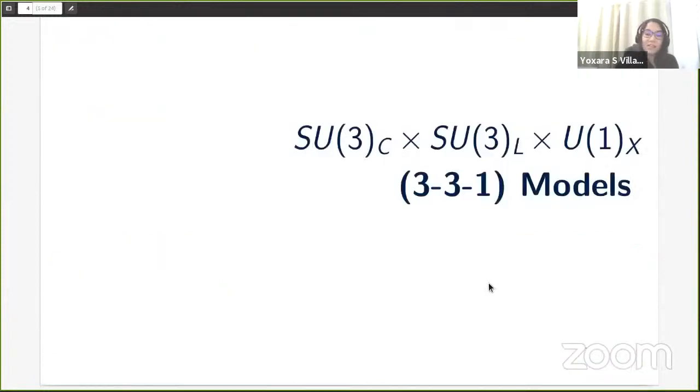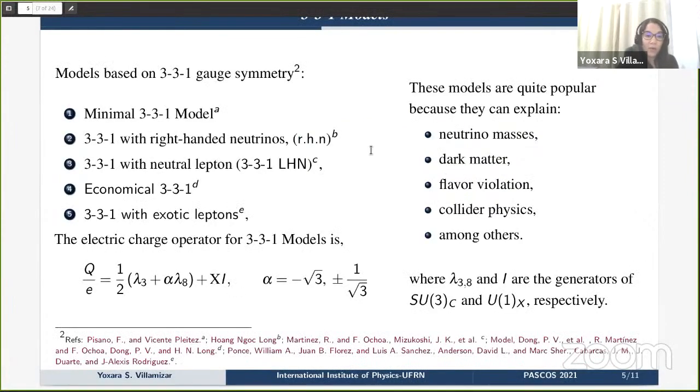The models analyzed in this work are the following: the minimal 331, 331 with right-handed neutrino, 331 with neutral heavy leptons, economical 331, and 331 with exotic leptons. The charge operator of these models is given by this equation, where lambda 3 and lambda 8 correspond to the generators of this group, and the factor alpha contains different values depending on the model.